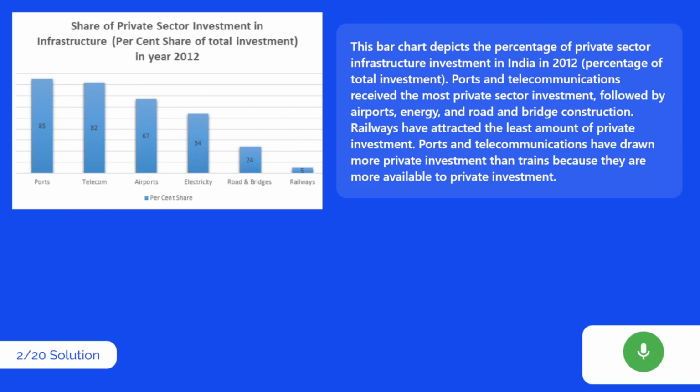This bar chart depicts the percentage of private sector infrastructure investment in India in 2012, as a percentage of total investment. Ports and telecommunications received the most private sector investment, followed by airports, energy, and road and bridge construction. Railways have attracted the least amount of private investment. Ports and telecommunications have drawn more private investment than trains because they are more open to private investment.